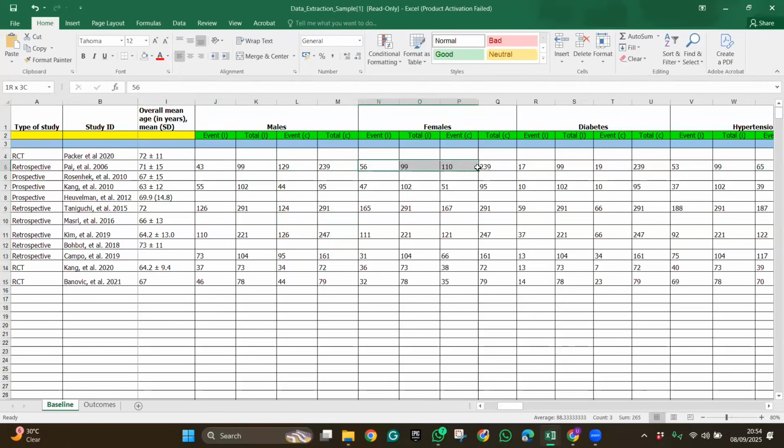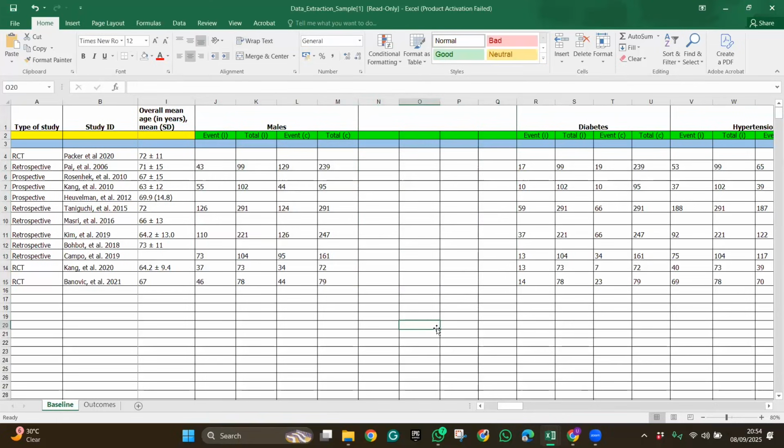Similarly, they have reported the data for female population. Okay, 56 out of 99 patients were females. If you add 56 and 43, you'll get 99, right? So just report the data in the form of males. Remove this, right? You don't have to. Okay, I'll just delete it. You don't have to write the female population. Report the data in the form of males, right?